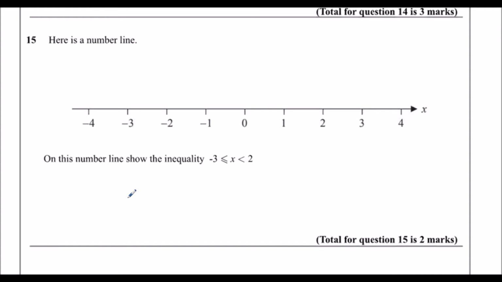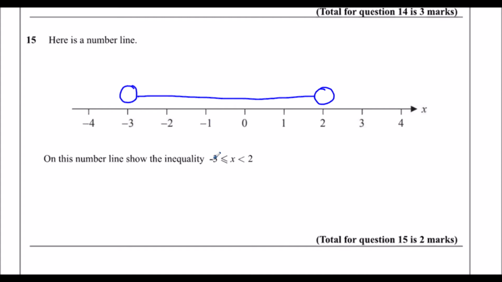Question 15. Here is a number line and show the inequality. So draw the inequality. X is bigger or equal to -3 and less than 2. So we're going to have one circle at -3, one circle at 2, and there'll be a line in between them.